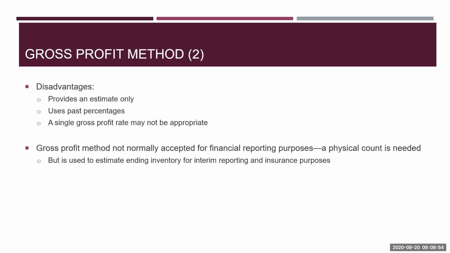On the flip side, the gross profit method provides an estimate only. It uses past percentages, and the biggest disadvantage is that it uses a single gross profit rate that may not be appropriate for all inventory items. So the gross profit method is not normally accepted for financial reporting purposes, where a physical count is needed. It is used to estimate ending inventory in interim reports and for insurance purposes only. This is the only time the gross profit method is acceptable. For financial reporting purposes, we cannot use it.